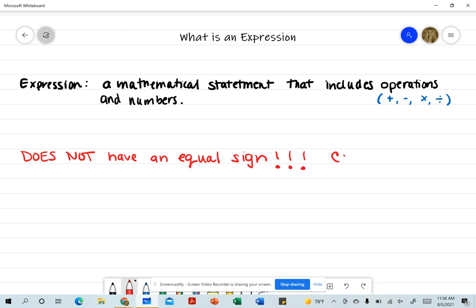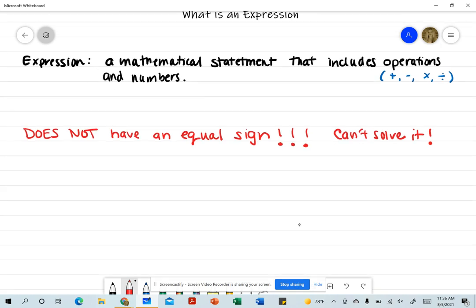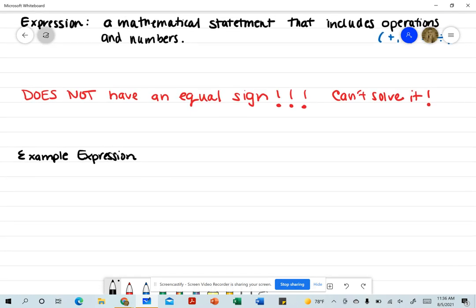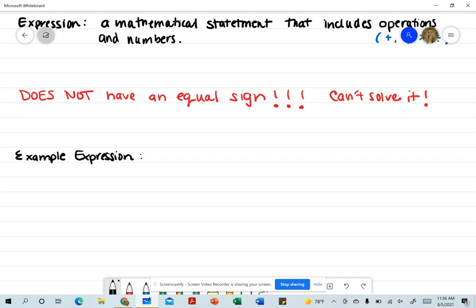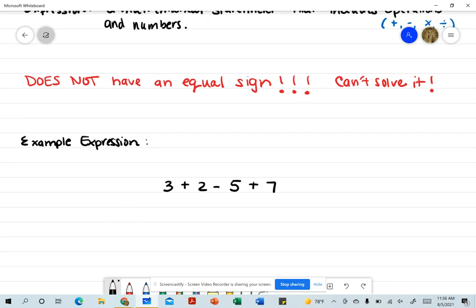What does that mean? We can't solve it. So you're never going to see the instruction solve the expression. We don't solve. What we do with an expression is we simplify or evaluate it. And I'm going to show you what I mean. Say you're given the expression. Here's an example expression. Three plus 2 minus 5 plus 7.